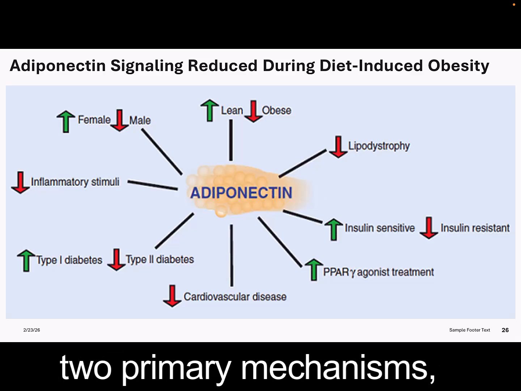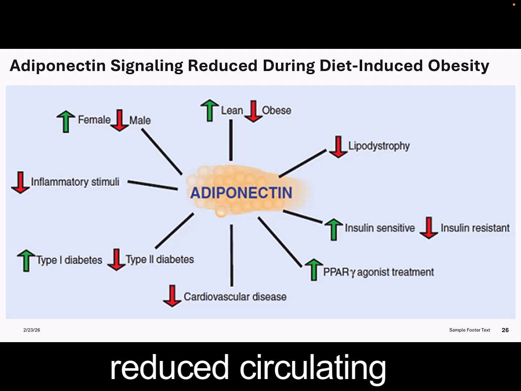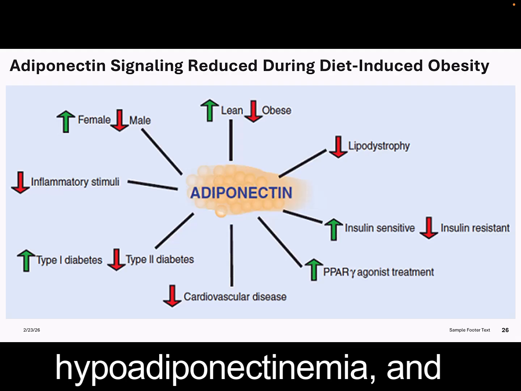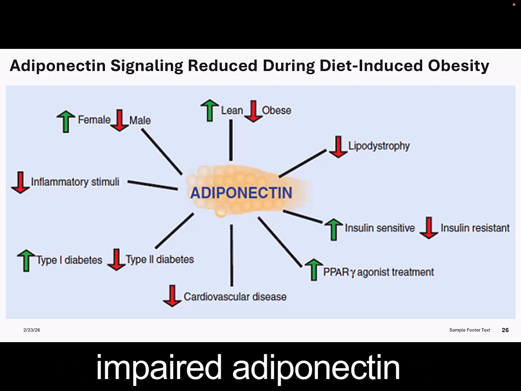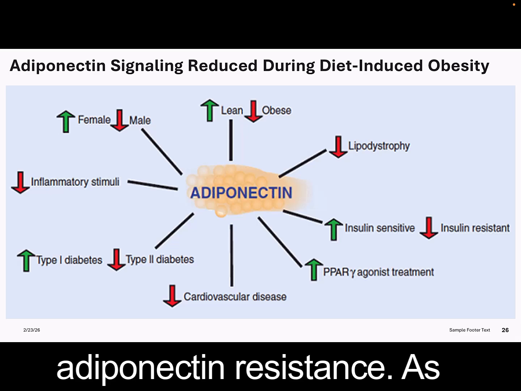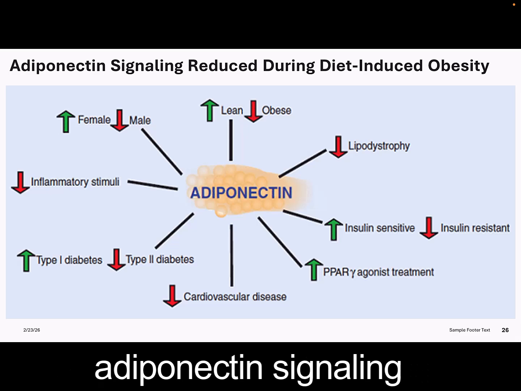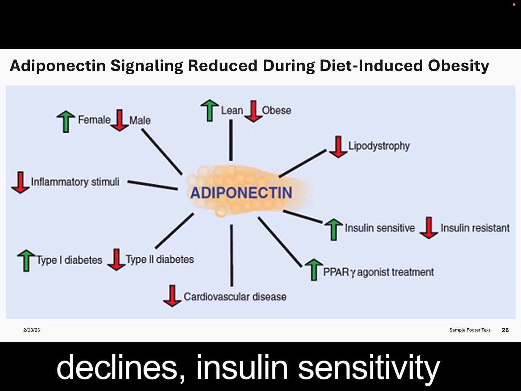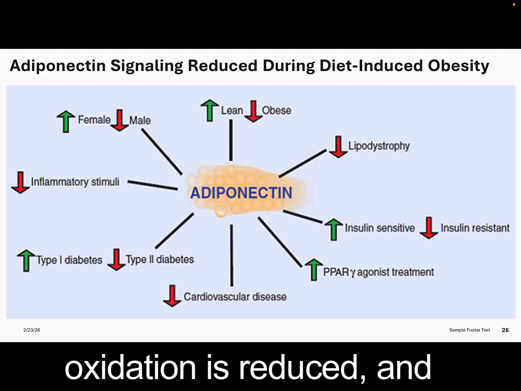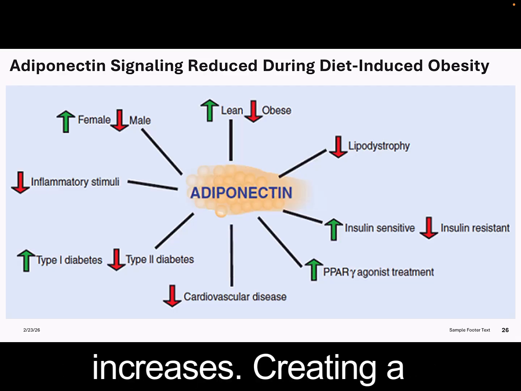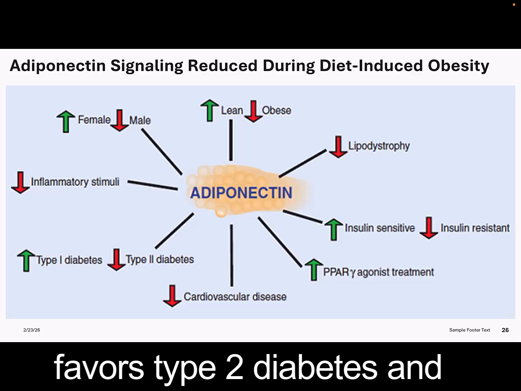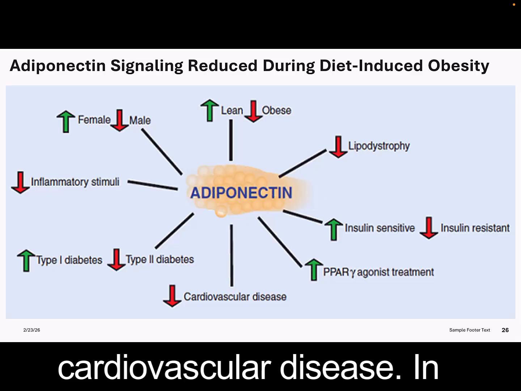This loss occurs through two primary mechanisms: reduced circulating adiponectin levels, known as hypoadiponectinemia, and impaired adiponectin receptor signaling, sometimes referred to as adiponectin resistance. As adiponectin signaling declines, insulin sensitivity decreases, fatty acid oxidation is reduced, and ectopic lipid accumulation increases, creating a metabolic environment that favors type 2 diabetes and cardiovascular disease.